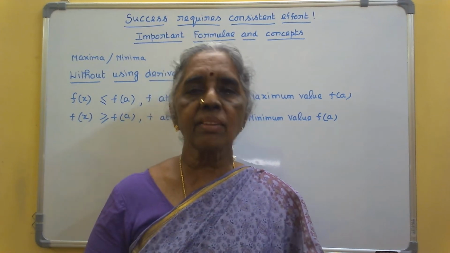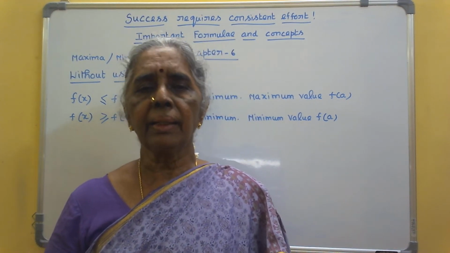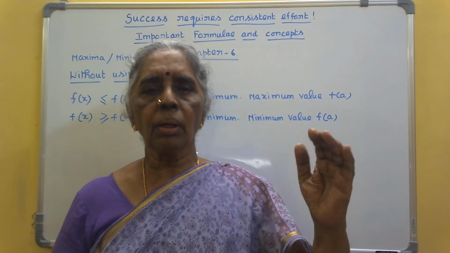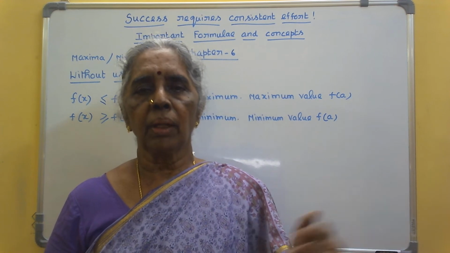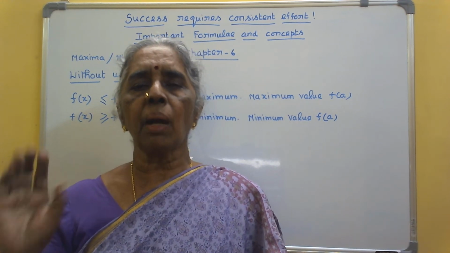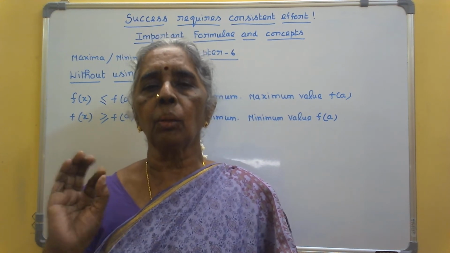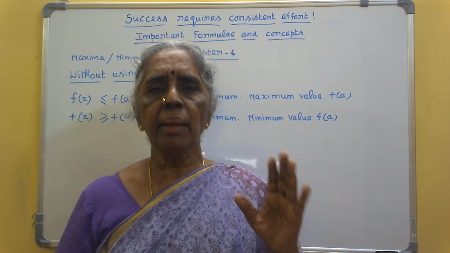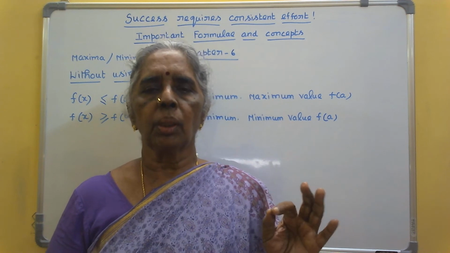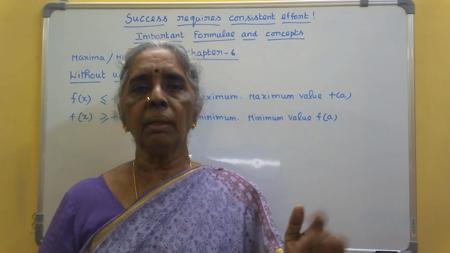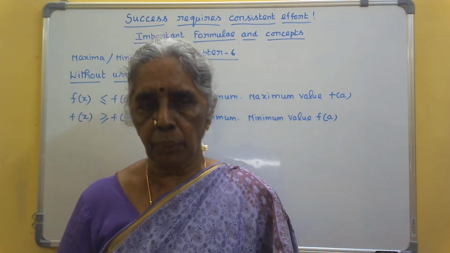Next is maxima and minima. In that, actually there are two things: local maxima, local minima, and absolute maxima, absolute minima. First, let us see local maxima and local minima. There are three methods to find out the local maxima, local minima, and the maximum value, minimum value.